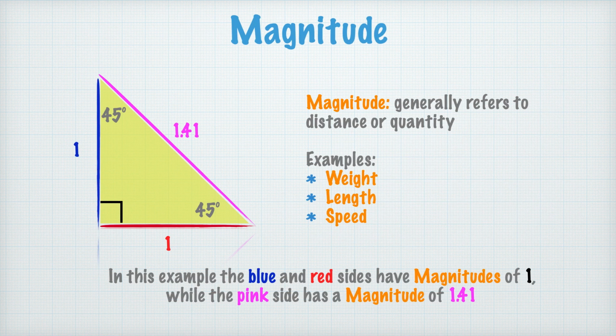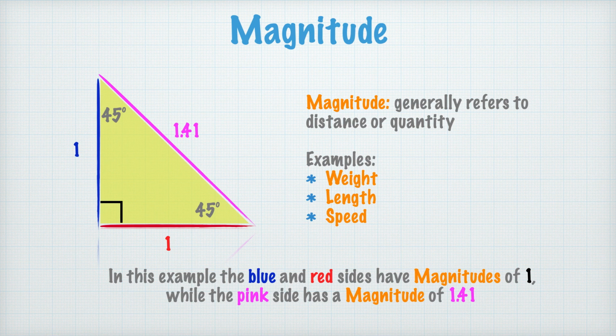So let's address the term magnitude. Magnitude generally refers to a distance or a quantity. And so a couple of examples of that are weight, length, and speed. Weight and length are the two that we think of and use the most, but speed's also in there, and we'll have one example where we'll be using velocity, but speed is a magnitude.